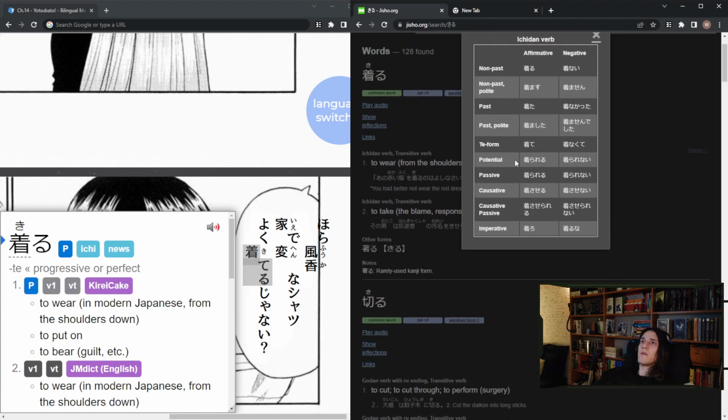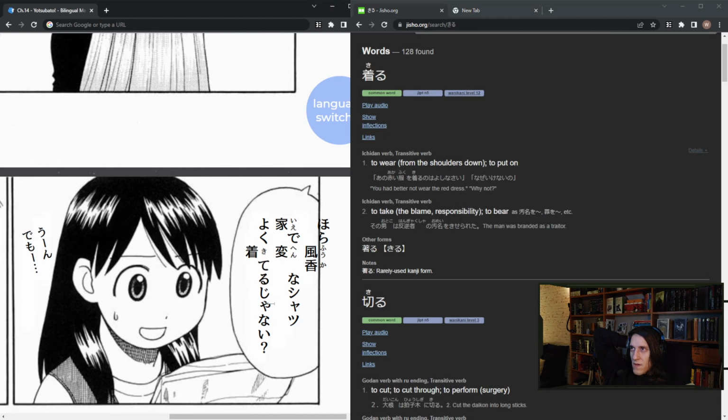Potential. No. So it's just Kiteru. I don't wear something that weird. Yeah. Something like that. Janai.